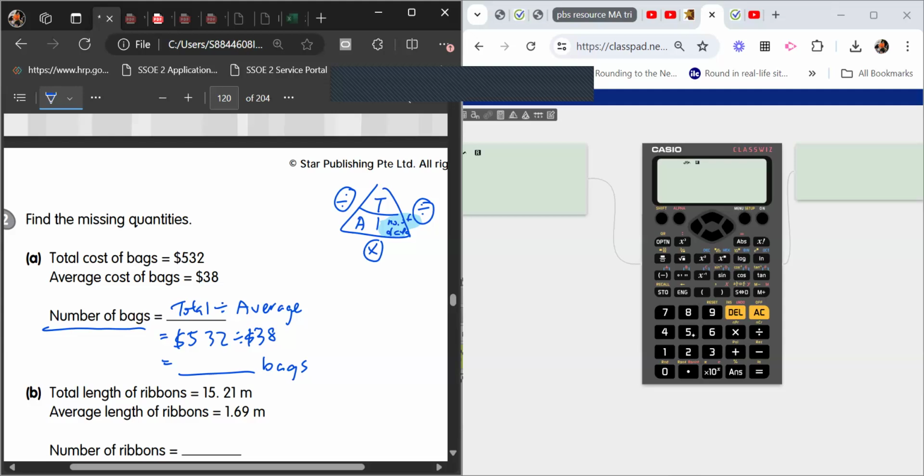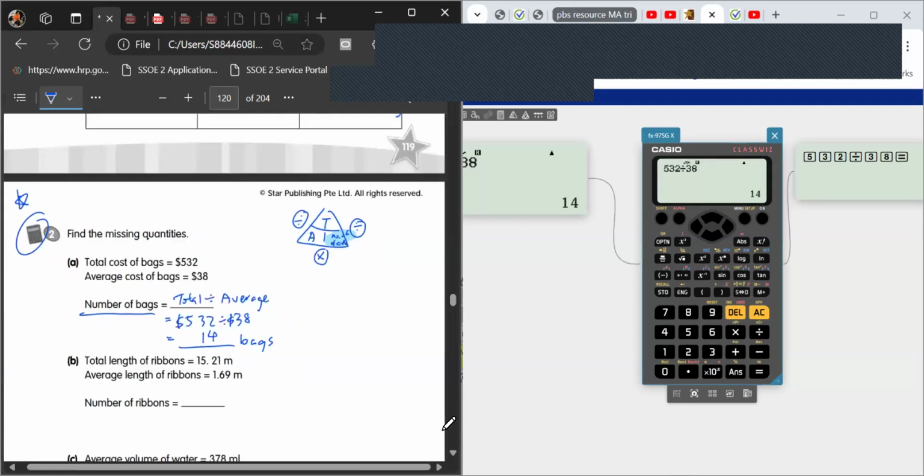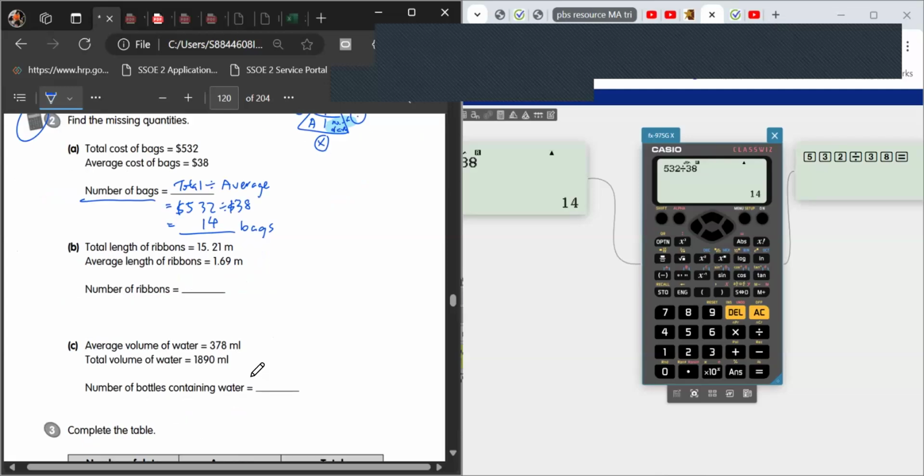So it's really about pressing the calculator. Don't think you should have a trouble with this. 532 divided by 38. I don't need you to do long division or long multiplication. It is a calculator question. So you need to use the calculator. Okay? The next two, press it on your own.